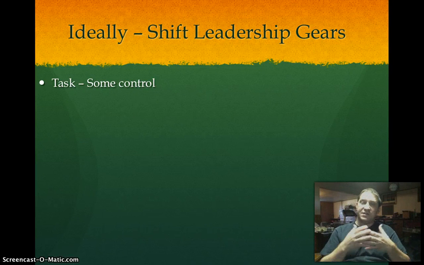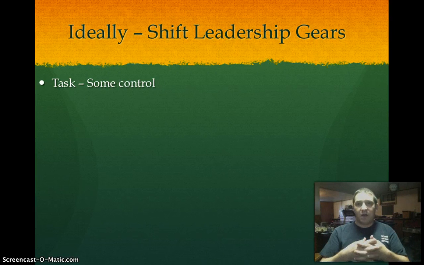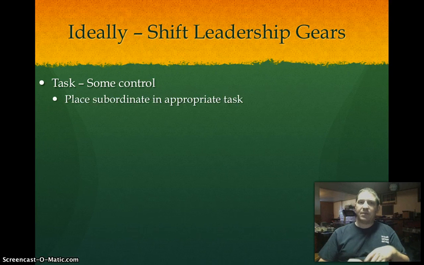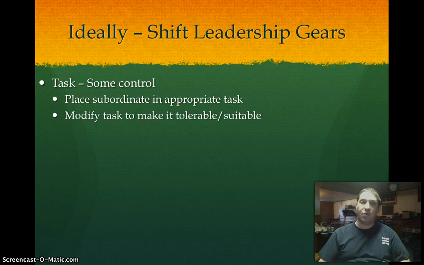Now, in terms of the task, you may have some control over the task. For example, you may be able to place the subordinate in a task that is appropriate to their talents or their motivations. Or you may be able to modify the task to make it more tolerable or suitable for them. Now, this isn't always the case. You don't always have the ability to modify the task or put them in the right task that they want. The task is what it is, or their job is what it is. So you don't have a whole lot of control over the task.